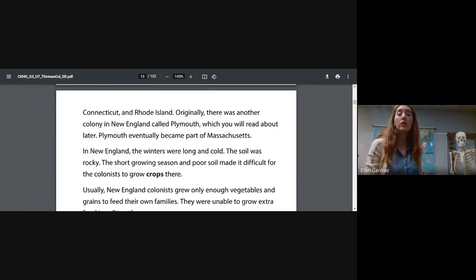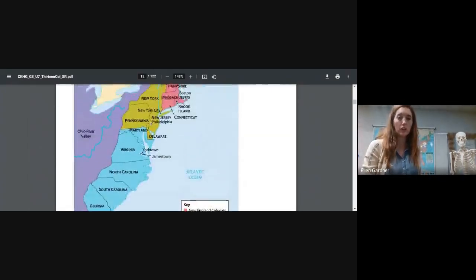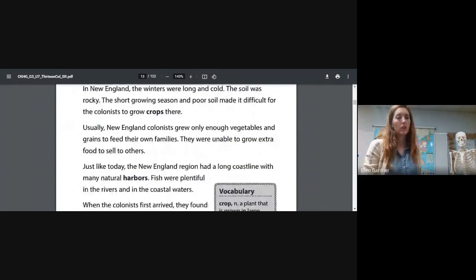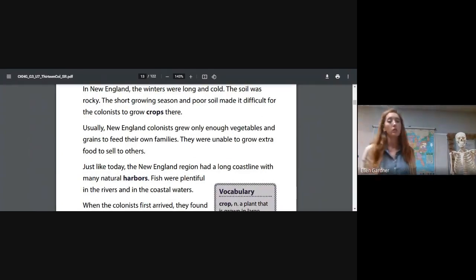In New England, the winters were long and cold. The soil was rocky. The short growing season and poor soil made it difficult for the colonists to grow crops there. So, long cold winters, rocky soil, that is not good for New England. Now, usually New England colonists grew only enough vegetables and grain to feed their own families.